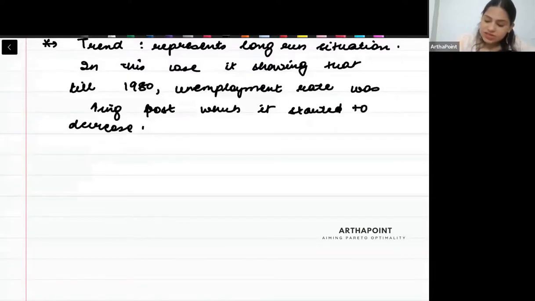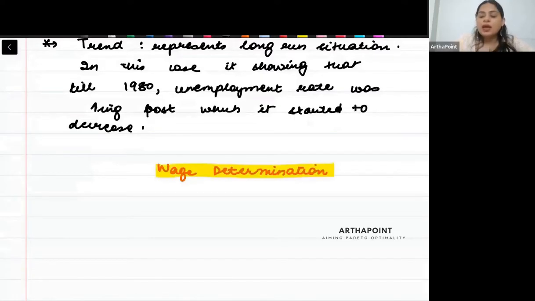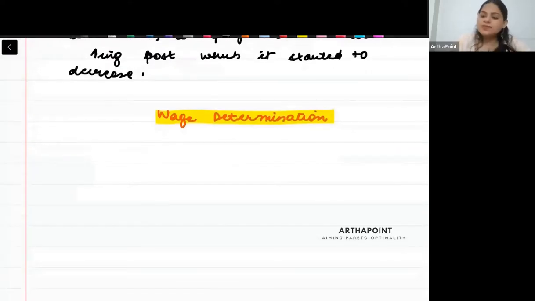Let us do the next part of it, beta, which is known as wage determination. In this, the first thing I want to talk about, let's write them down together only, that is known as collective bargaining.